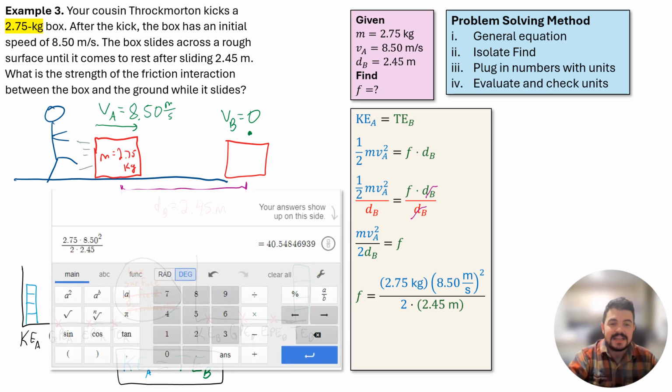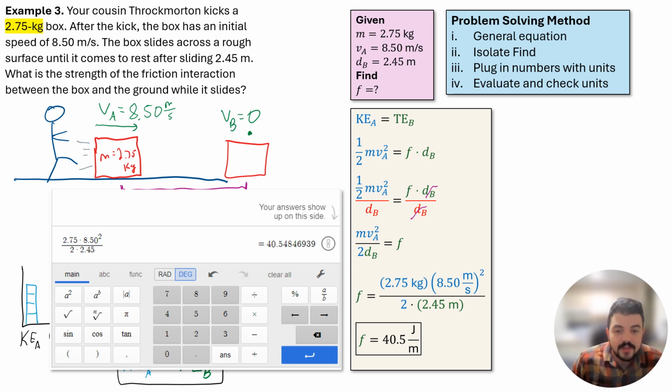I'm going to grab my handy dandy scientific graphing calculator here from Desmos. On the left is what I plugged in. I made it look exactly like the stuff on the right without the units. When I do that, I get 40.548467, blah, blah, blah, as my number. Everything in this expression is either exact or has 3 sig figs, so I'm going to round to 3 significant figures for the strength of my friction interaction, getting 40.5 joules per meter.